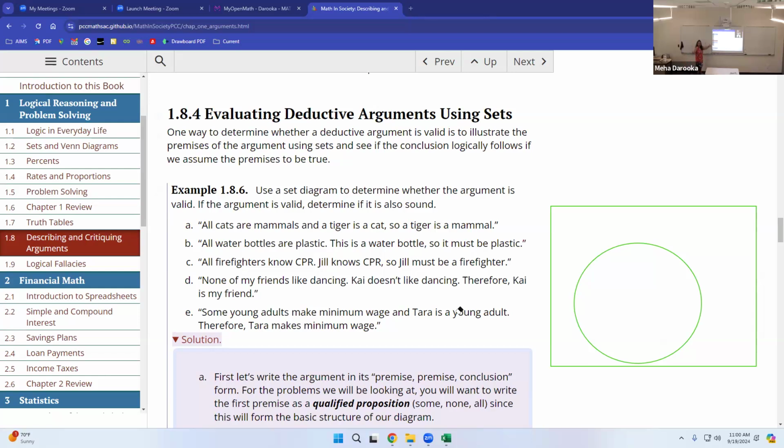So which one? And this is the same statement, right? All encompassing. So what's the outer circle going to be? The bigger circle. CPR. So that means firefighters will go inside the CPR circle? Because we're saying all firefighters know CPR?